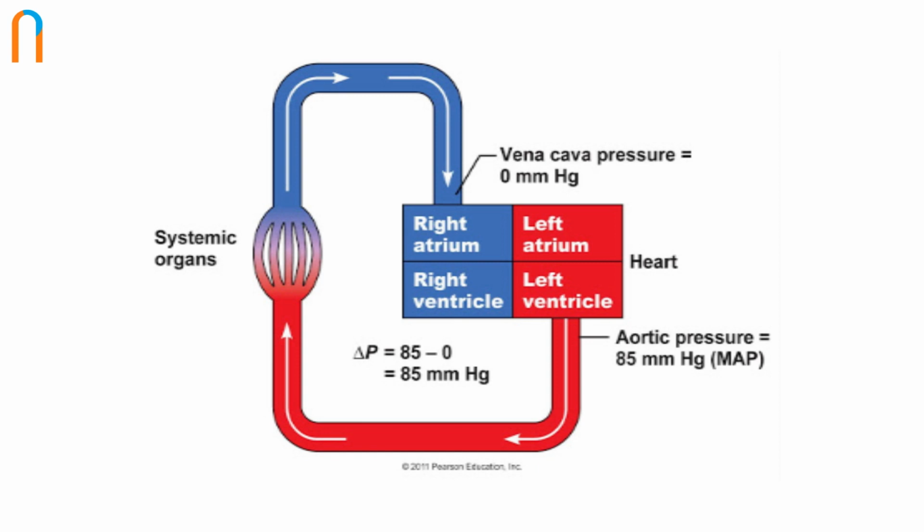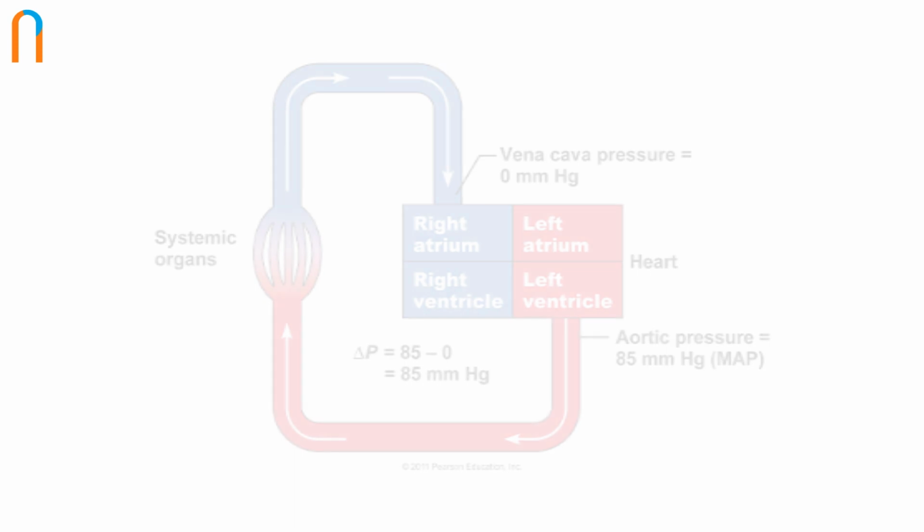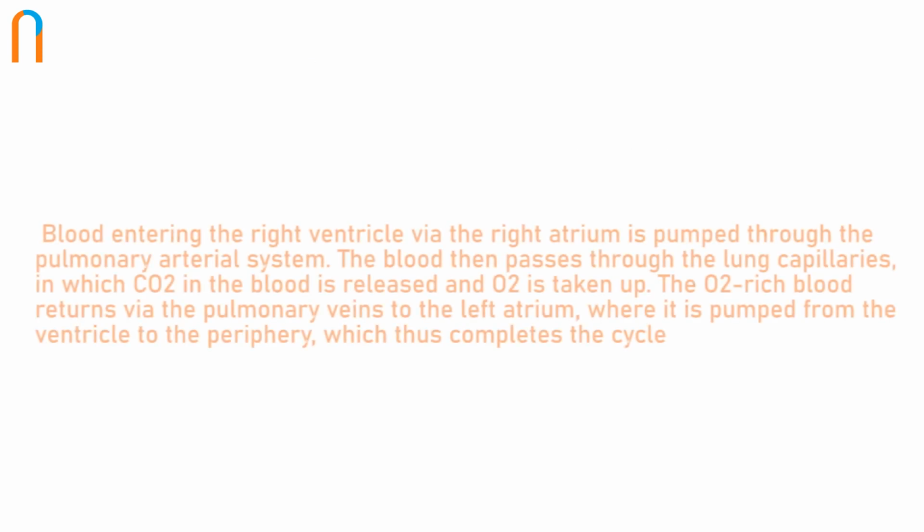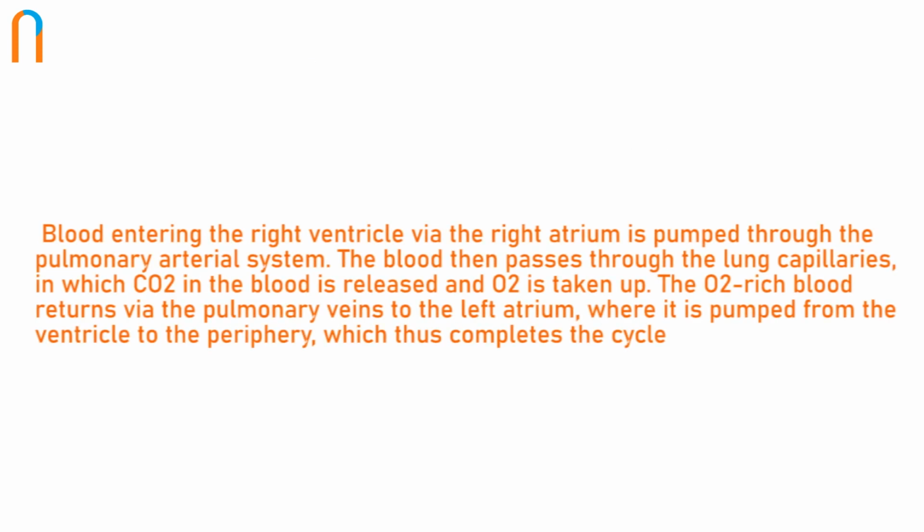The circulatory system is composed of conduits arranged in series and in parallel. This arrangement has important implications in terms of resistance, flow, and pressure in blood vessels. Blood entering the right ventricle via the right atrium is pumped through the pulmonary arterial system at a mean pressure about one-seventh that in the systemic arteries.